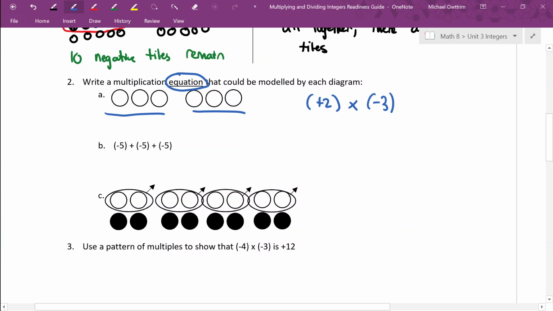Now, if it's an equation, we need an equal sign. So what product would this equal? Well, altogether, there are 6 negative tiles, so negative 6.